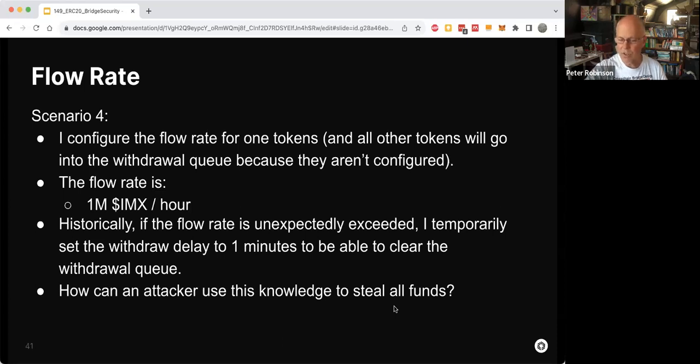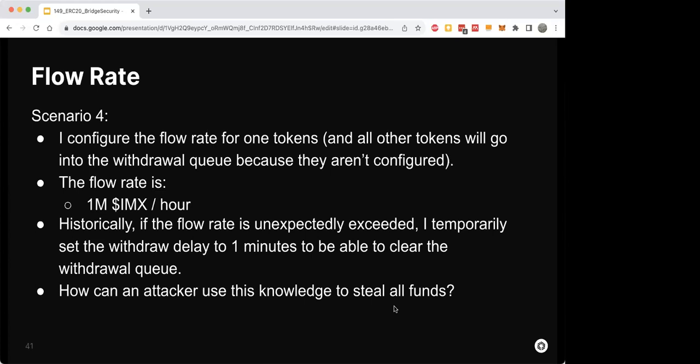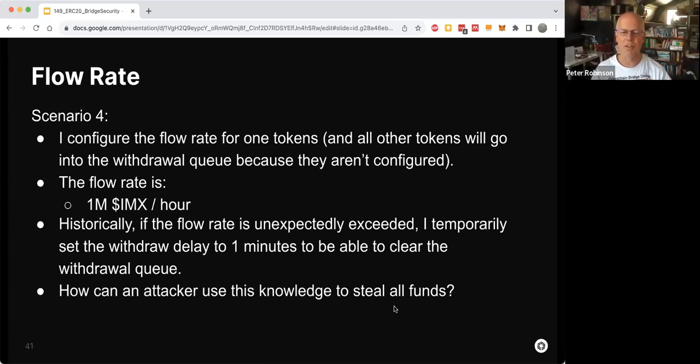Yeah. So this is a manual process, but if you can observe the processes of the company or the DAO or whatever group is controlling the withdrawal queue, if you can see that this is what they've done once or twice before, then you could guess that they might do it again. It would be a bit of a gamble, but if you thought you could steal $600 million, then maybe it would be probably worth a bit of a gamble.